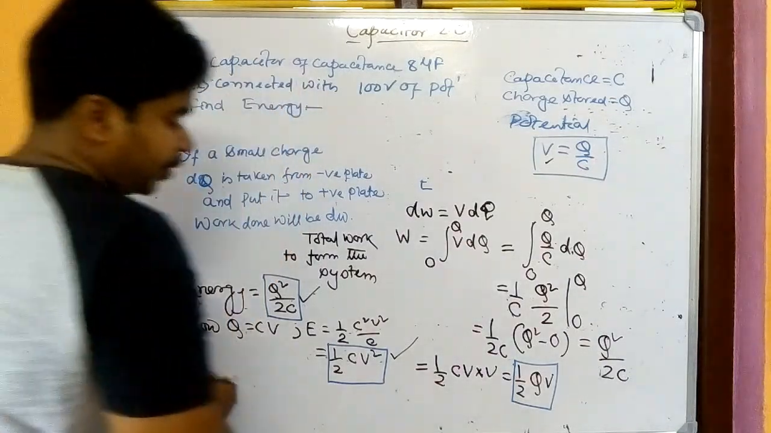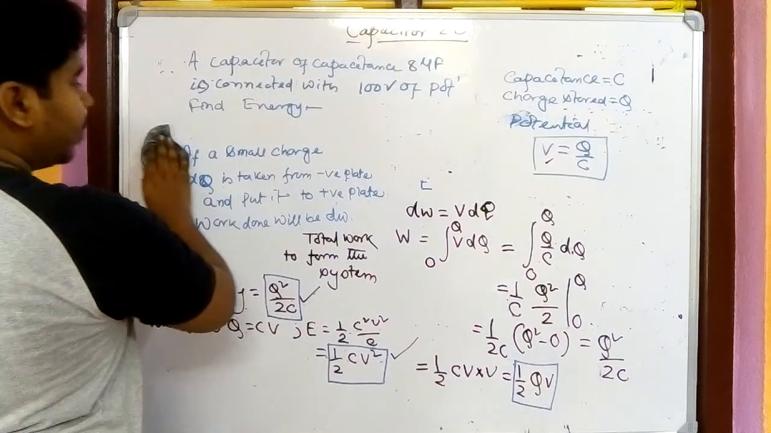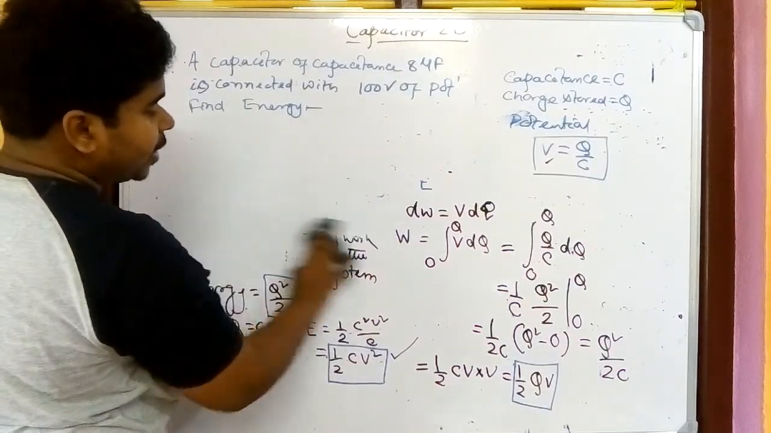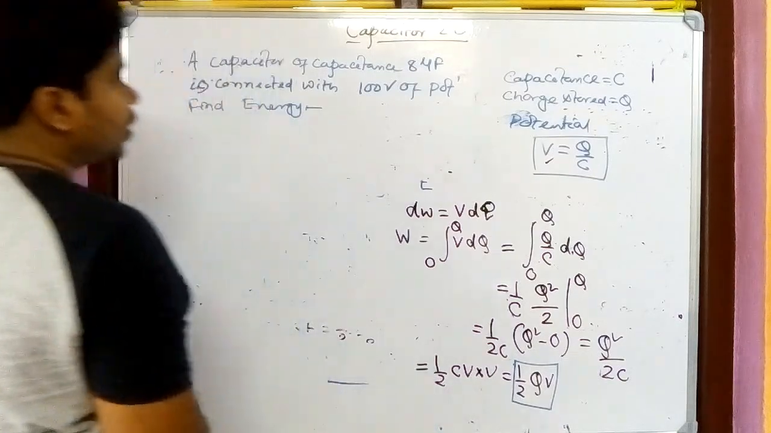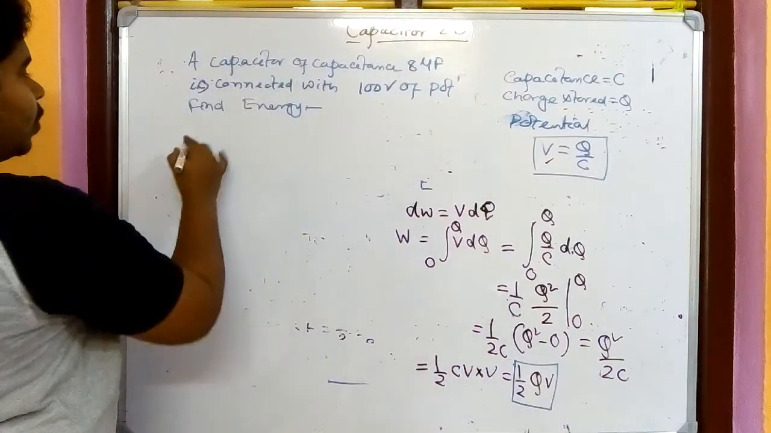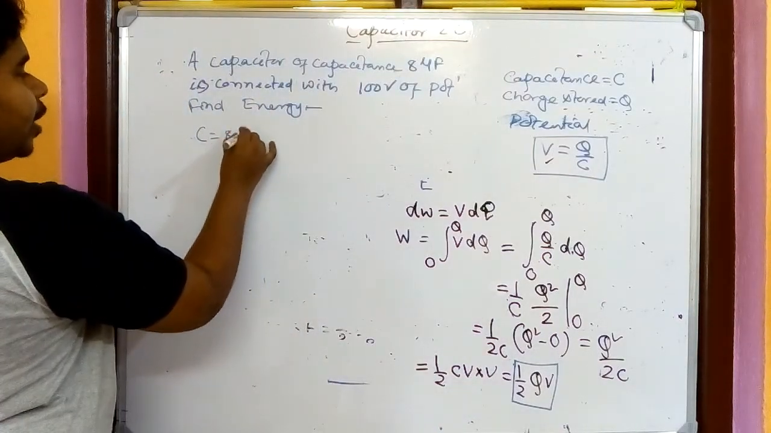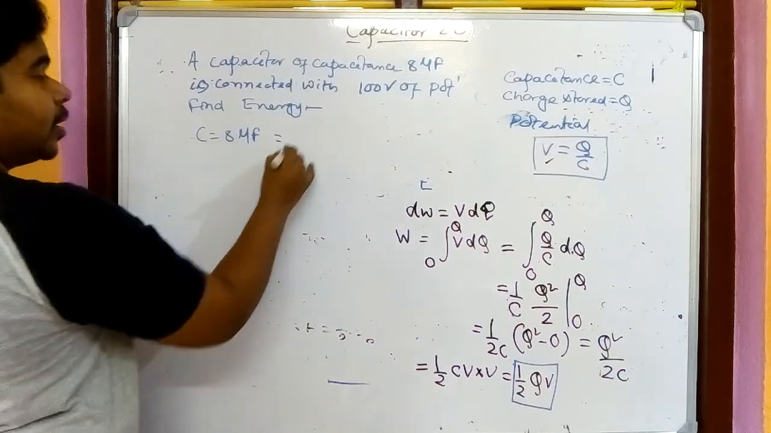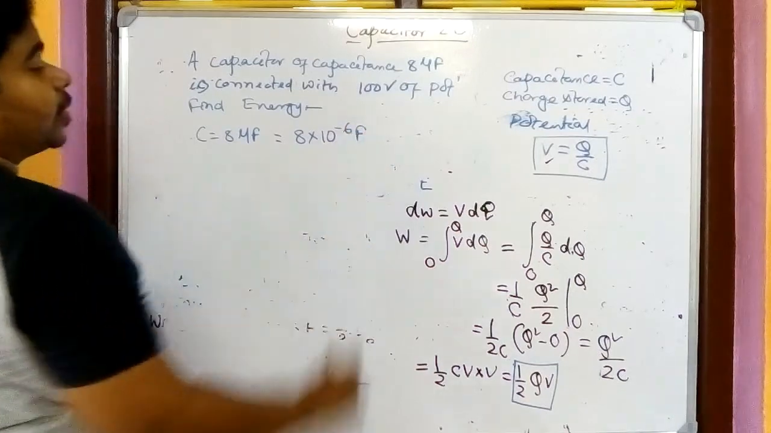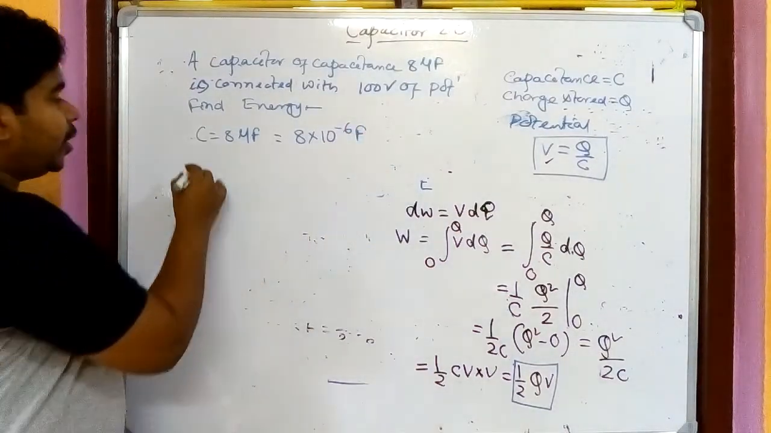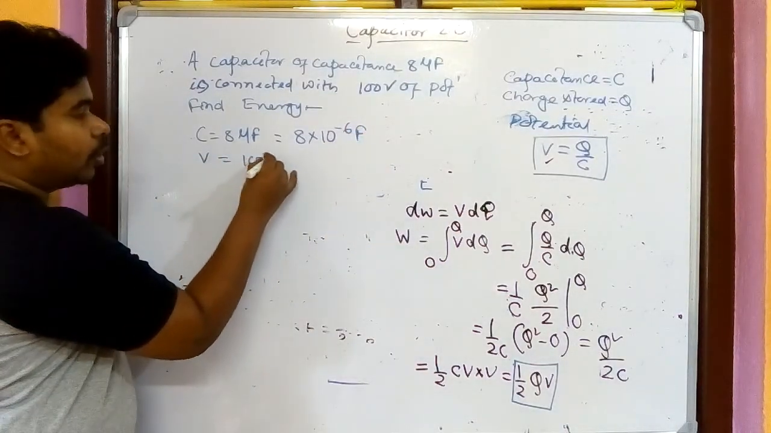How do you have to find it? What are the things given to you? Capacitance is given to you. That is C. So C equals 8 microfarad. Micro means 8 into 10 to the power minus 6 farad. V is 100 volt.